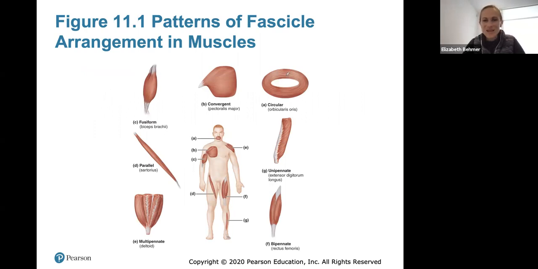And again, I think this one might be a test question, an example of a convergent muscle. And then you can see other examples of bipennate, multipennate, and parallel muscles. So there are different examples of how these fascicles are arranged.